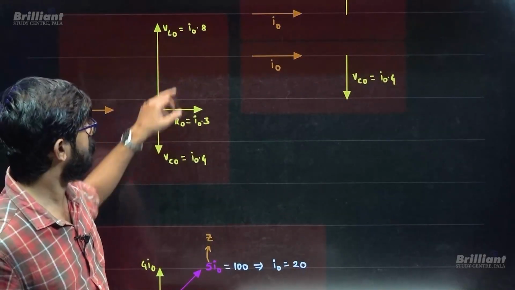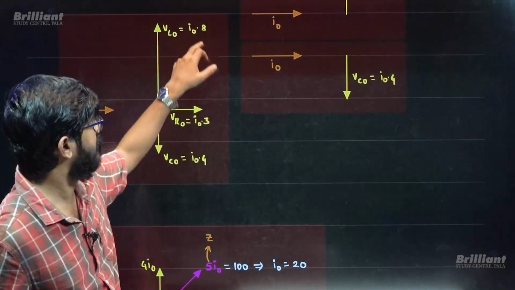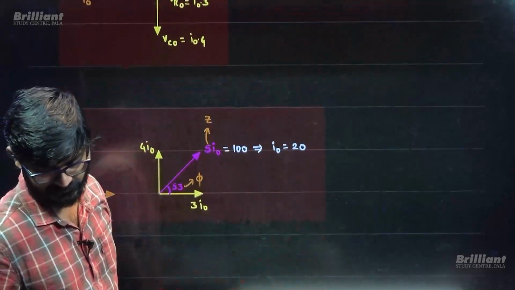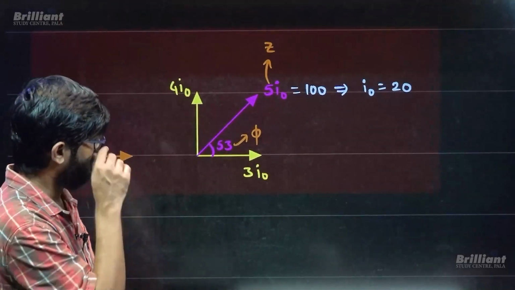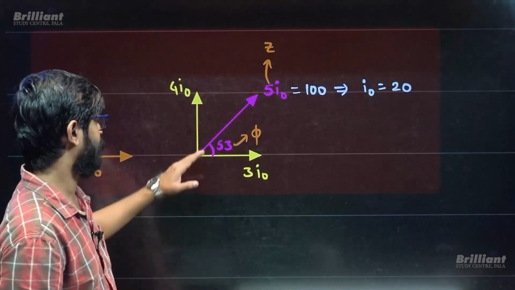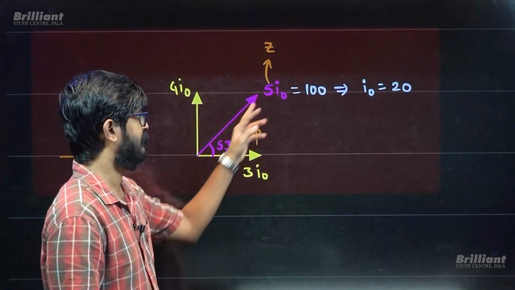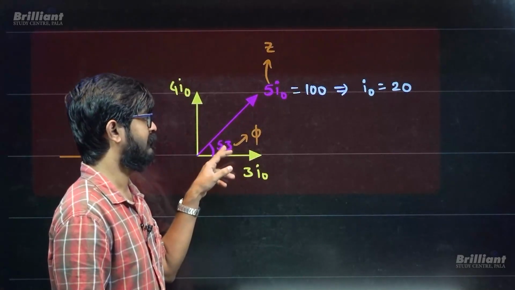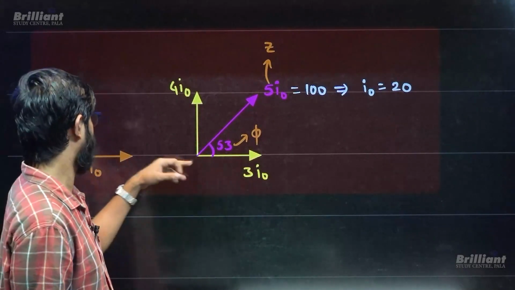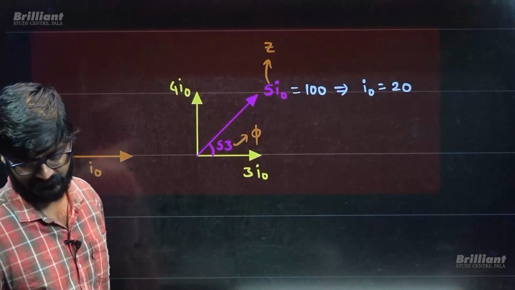Then I am taking this figure. These two are in opposite directions, I naught into 8 and I naught into 4. Resultant will be I naught into 4 in the upward direction. So I am taking the vector resultant of those, 3 I naught and 4 I naught, at a perpendicular. Then the resultant will be 5 I naught, which is making an angle of 53 degrees with the current phasor.